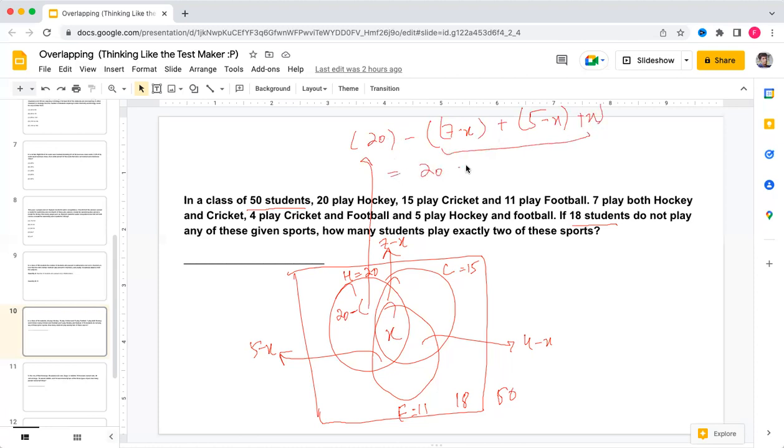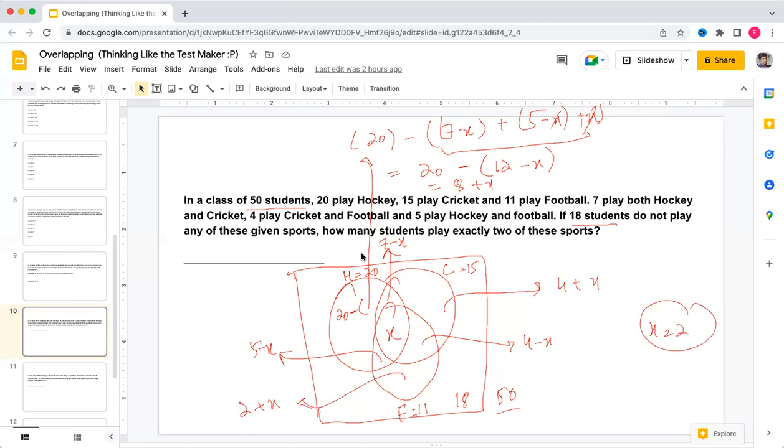So this will be 20 minus 7 plus 5 is 12. And this will be 8 plus X. So this thing, which is only hockey, that is 8 plus X. And likewise, if I want to see only cricket, that will be 15 minus 7 minus X, minus 4 minus X, and minus X. That will be 4 plus X. And likewise, this will be 2 plus X. And if I add all of these and set the sum equal to 50, I will get X is equal to 2.